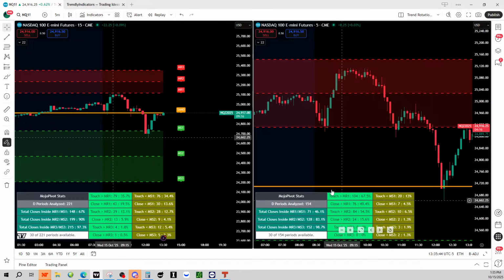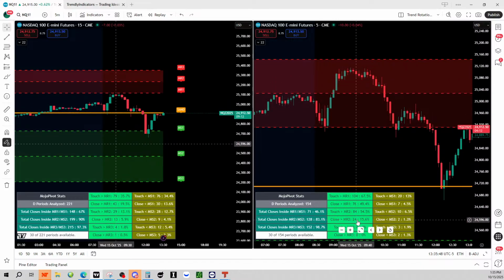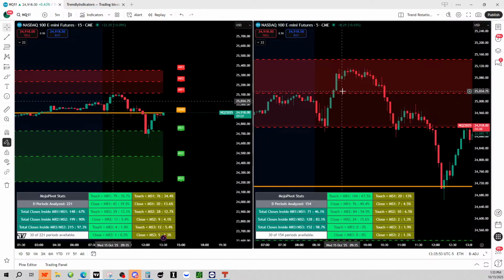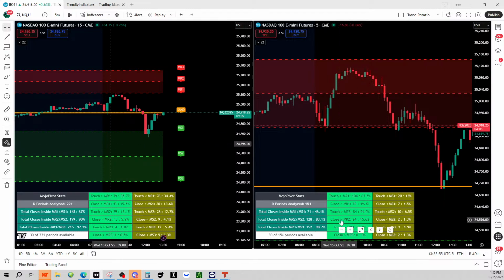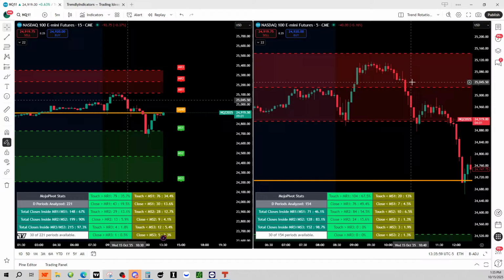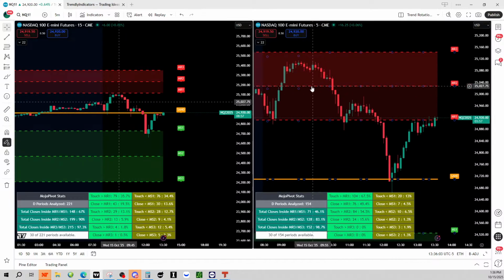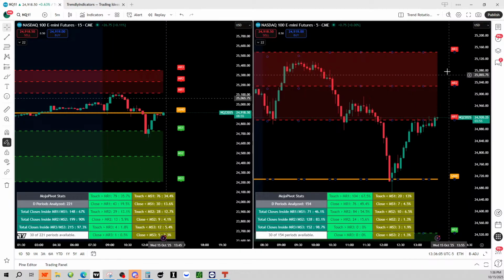80 out of those 84 times that it went up there, touched it and went above it, only 24 of those times did it close. So did it close above there at the end of the period? Does that make sense? So only 24 out of the 84 times did it actually close in this area at the end of the day.